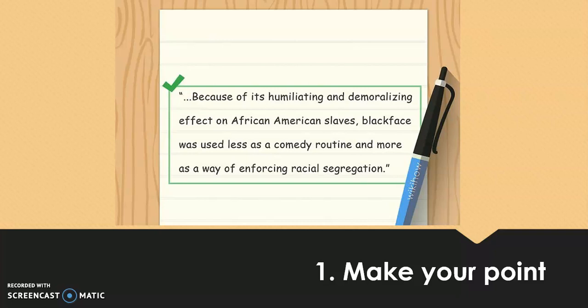After you have set up the context within which you are making your argument, tell your readers the point of your essay. Use your thesis statement to directly communicate the unique points you will attempt to make through your essay. For example, a thesis for an essay on blackface performance might be: because of its humiliating and demoralizing effect on African American slaves, blackface was used less as a comedy routine and more as a way of enforcing racial segregation.